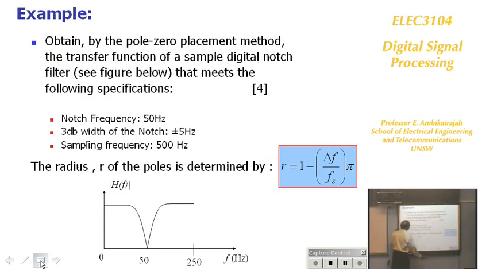There is an example here. I demonstrate this through using an example. We want to use the pole zero placement method to derive a transfer function which gives a digital notch filter. Notching means removing a frequency, like a 50 hertz mains hum you want to remove. You need to pass the signal through a notch filter. Notching means it just takes out that energy, that particular frequency.